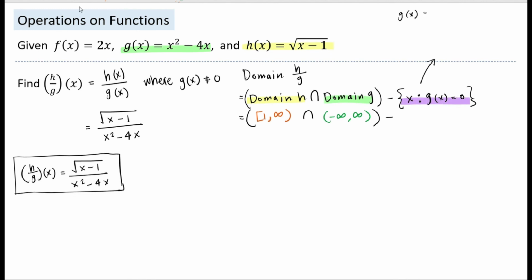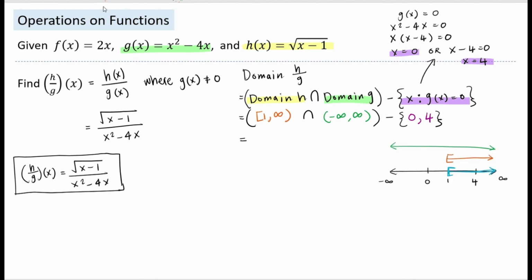g of x is equal to 0. So we have x squared minus 4x is equal to 0. Then x times x minus 4 is equal to 0. So x is equal to 0 or x is equal to 4. So our set of x values is 0 and 4.